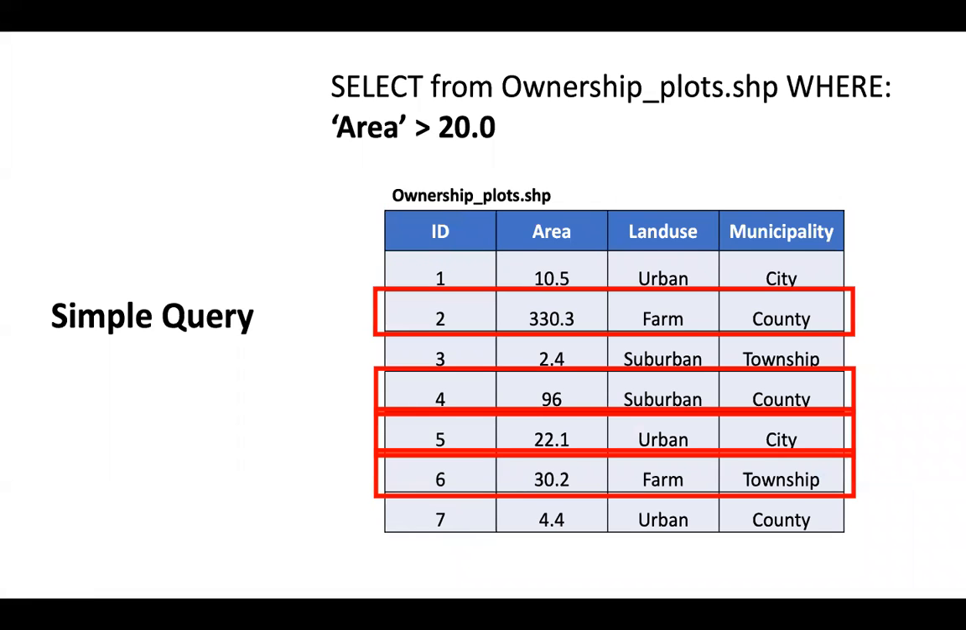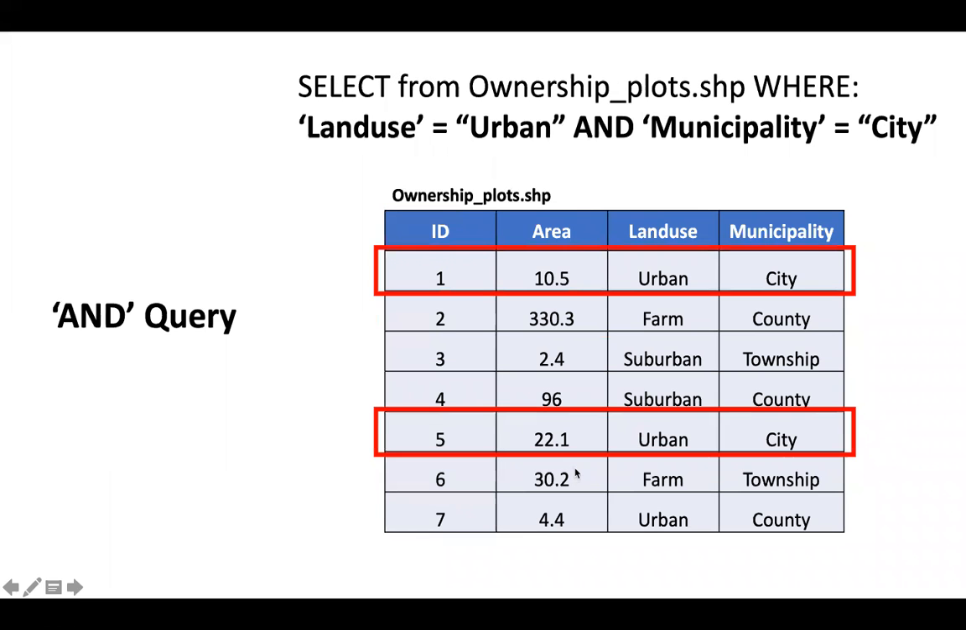In this query, we're selecting from our ownership plots shapefile where the area field is greater than 20. Here we've selected plot 1, or 2, 4, 5, and 6 because those have values that are greater than 20.